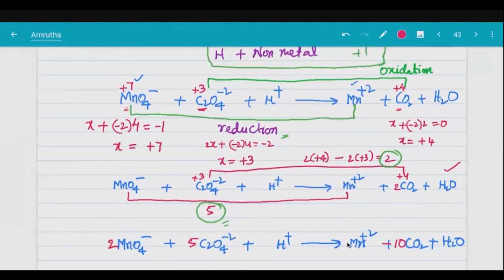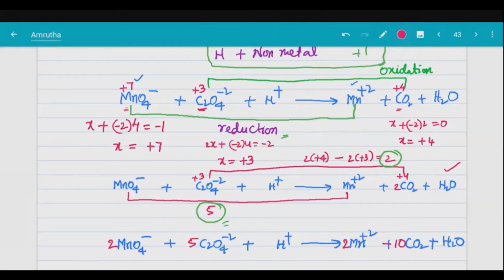2 multiply with reduction. 2 electrons loss, right? You're multiplying here. 5 electrons gain, right? You're multiplying with this oxidation. So this is what cross multiplication I'm talking about. Oxidation change you multiply with reduction. Reduction change you multiply with oxidation. This is the most crucial step in balancing. Okay, once more.